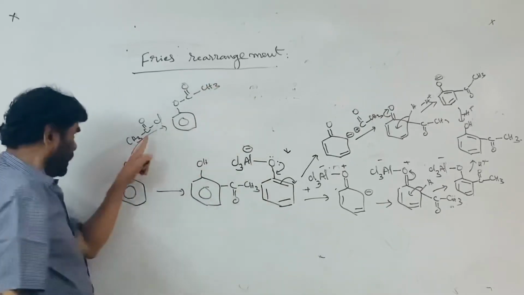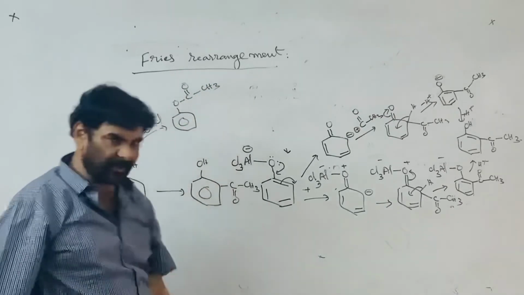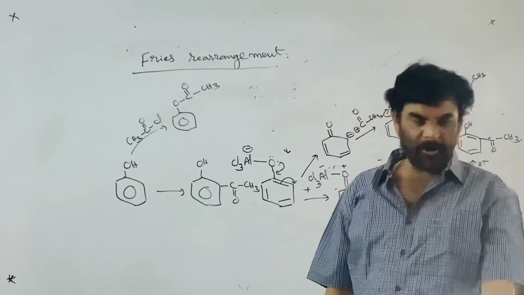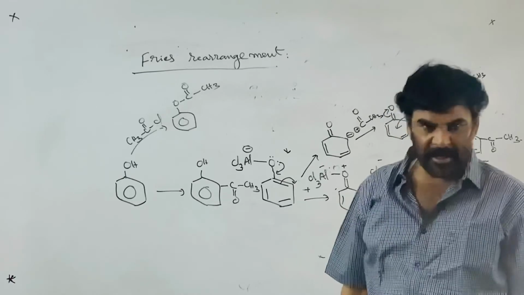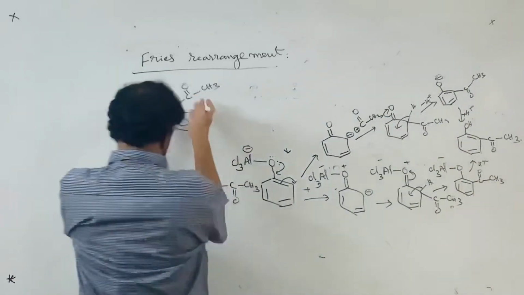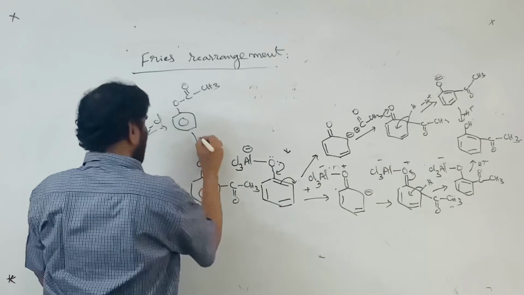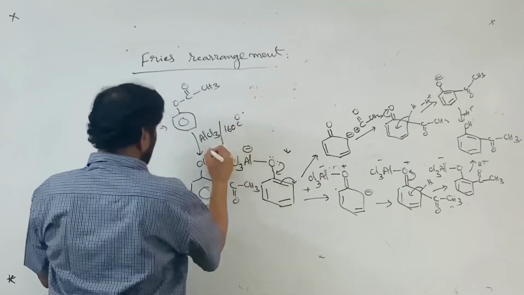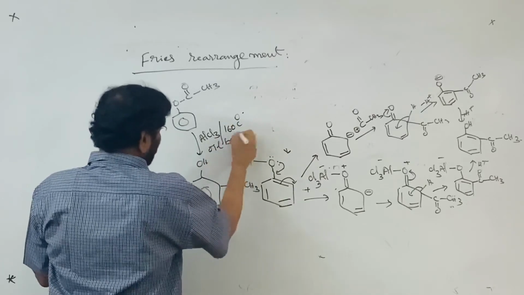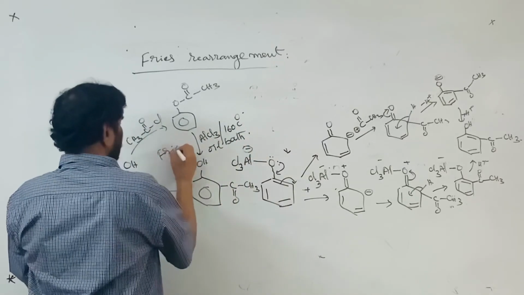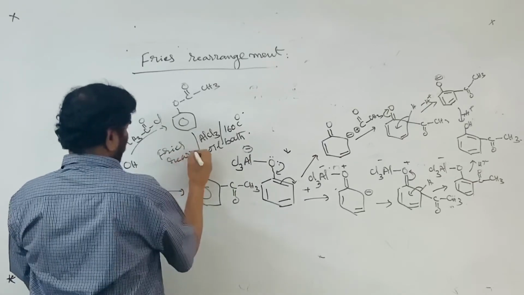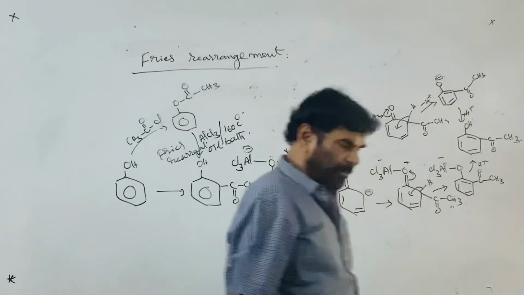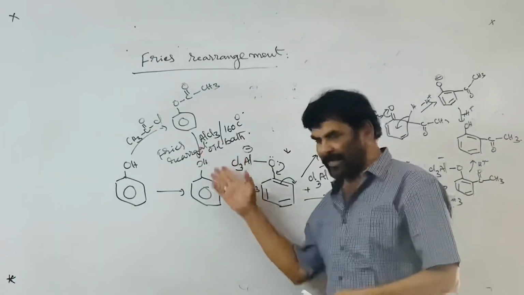Then, see, the acetyl group is landed on the oxygen, not on the carbon of the ring, because it has more reactivity with the OH group than the aromatic ring. Then, how to transfer? That is heat with the AlCl3, at 160 degrees Celsius on oil bath. This is Fries rearrangement. That is ortho-hydroxyacetophenone is formed.